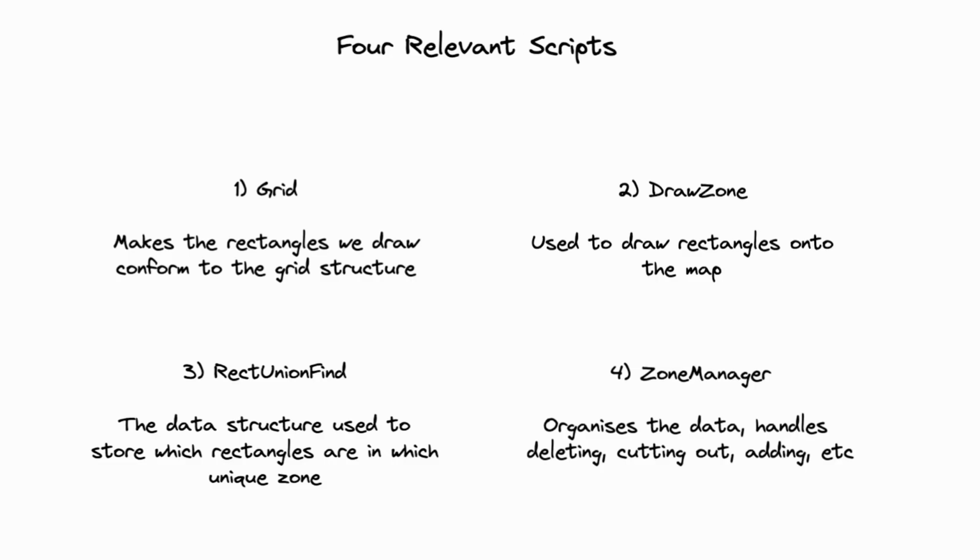So to begin, there are basically 4 scripts that we care about. Grid, which, believe it or not, handles the logic of the map grid. Draw zone, which allows us to draw rectangles on the map. Rect union find, which houses the data structure that we're going to use to hold all of the rectangles. And zone manager, which takes the rectangles from draw zone, manipulates them, and organizes them into distinct areas.